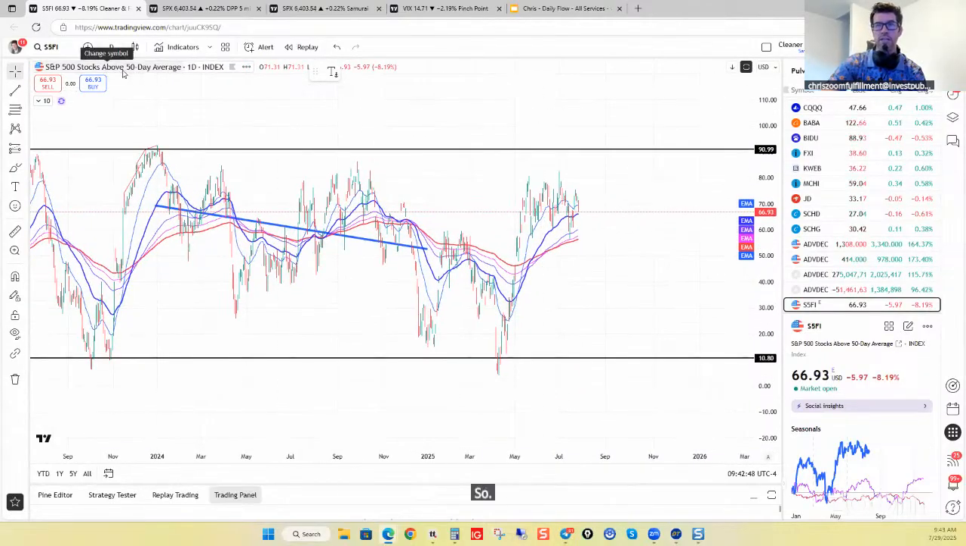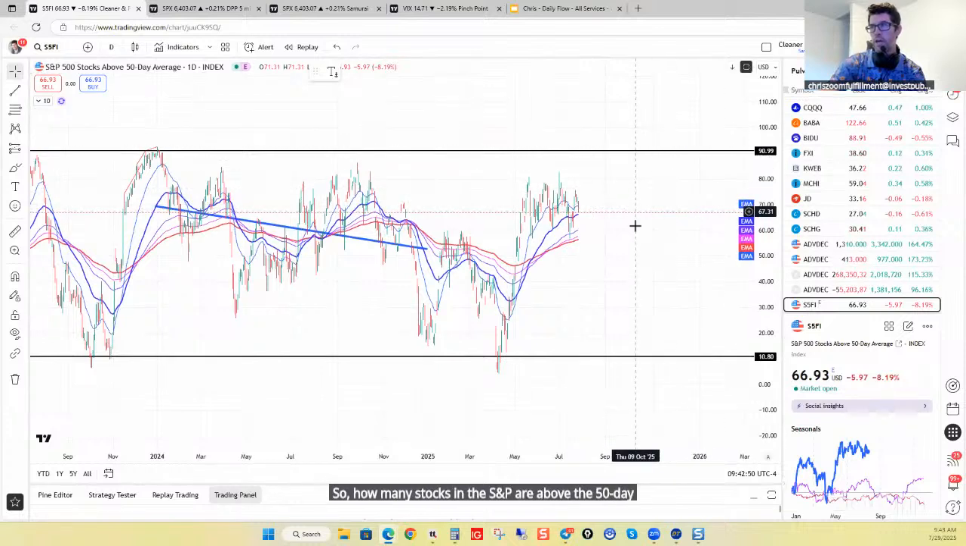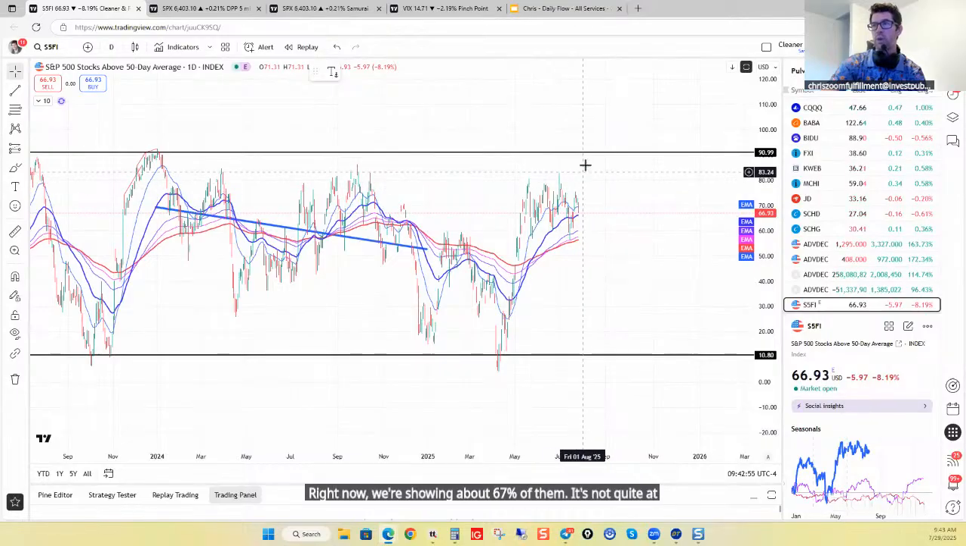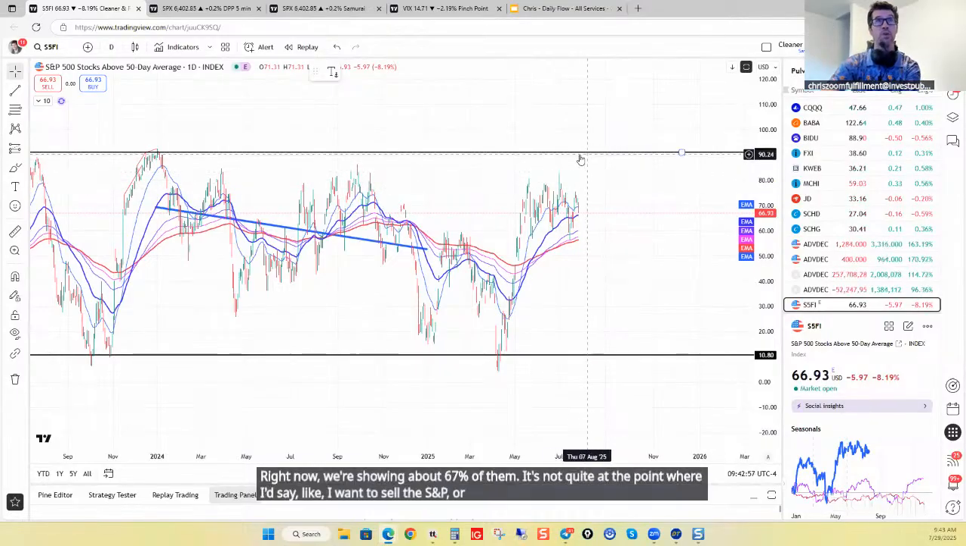So how many stocks in the S&P are above the 50-day moving average? Right now, we're showing about 67% of them. It's not quite at the point where I would say I want to sell the S&P or I want to be taking profit on the S&P.